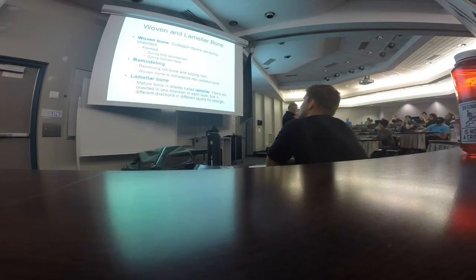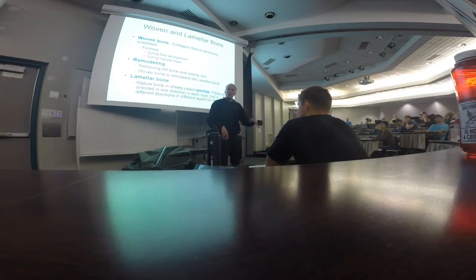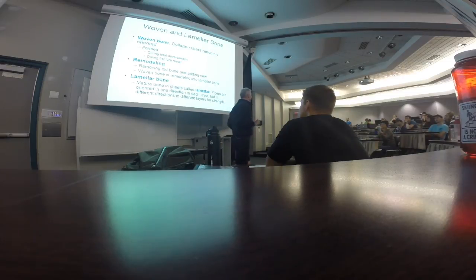So mature bone is in sheets called lamellae. Fibers are oriented in one direction in each layer, but in different directions in different layers for strength. So one layer of osteon process has its fibers running one way. The next layer will have the fibers the other way. Let's look at this idea.